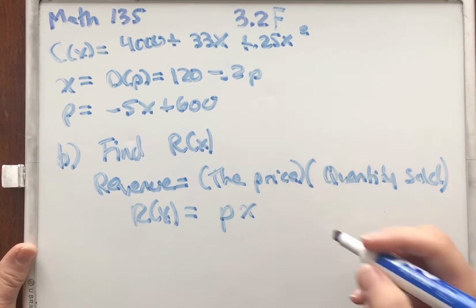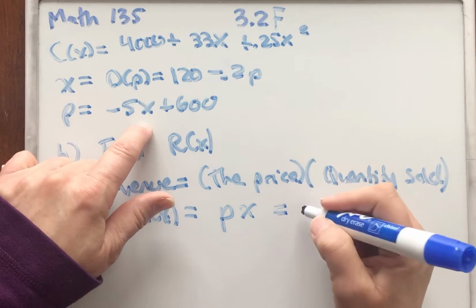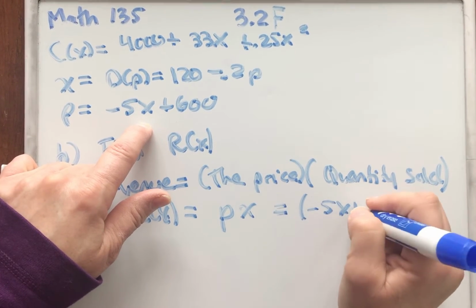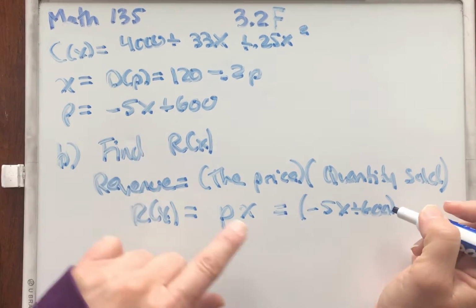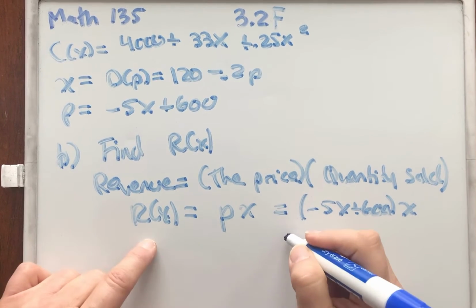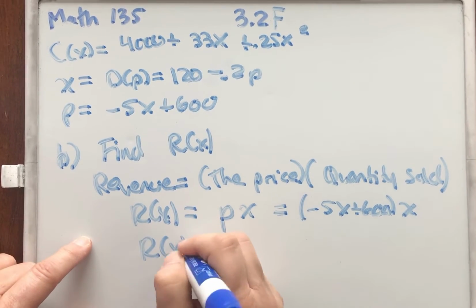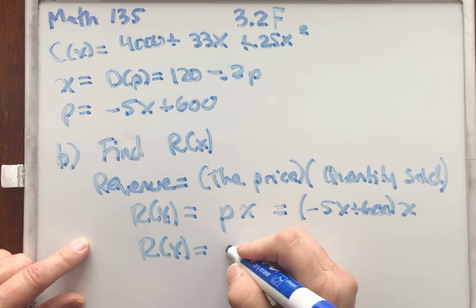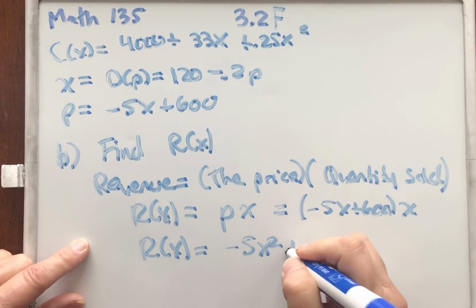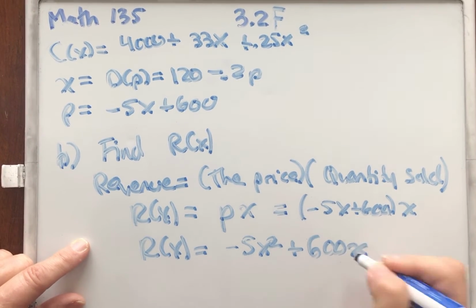Okay, now what did we say the price was? It's going to be negative 5x plus 600 times x. So our equation for R of x is now going to be negative 5x squared plus 600x.